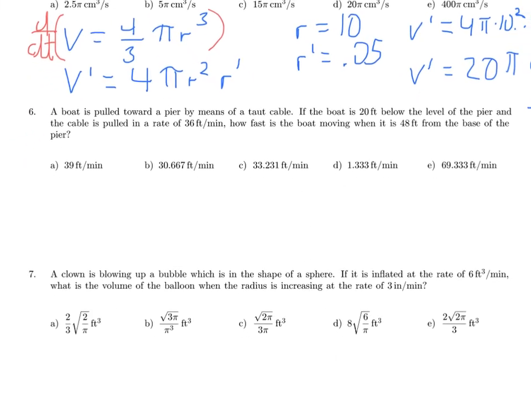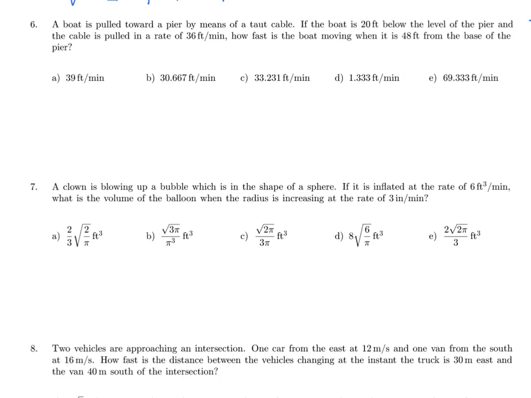Moving on to number 6. A boat is being pulled toward a pier by means of a taut cable. If the boat is 20 feet below the level of the pier and the cable is pulled at a rate of 36 feet per minute, how fast is the boat moving when it is 48 feet from the base of the pier? Let's draw a picture of this.